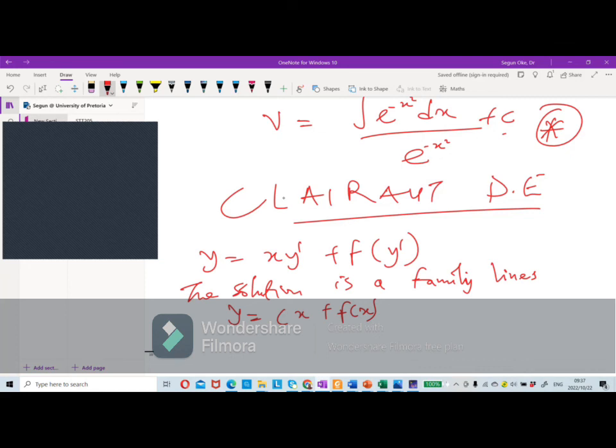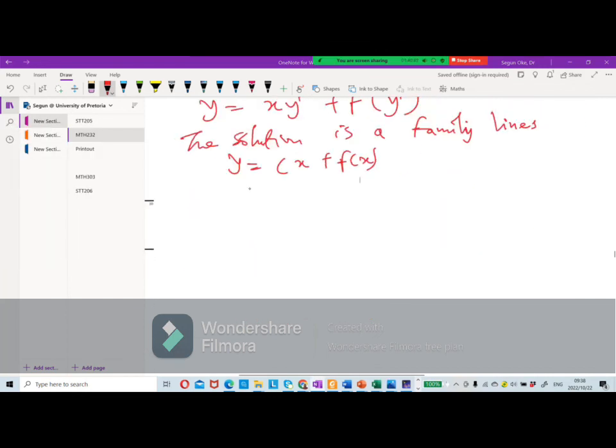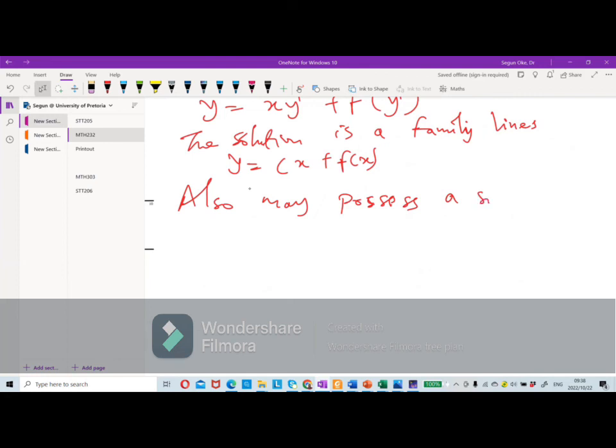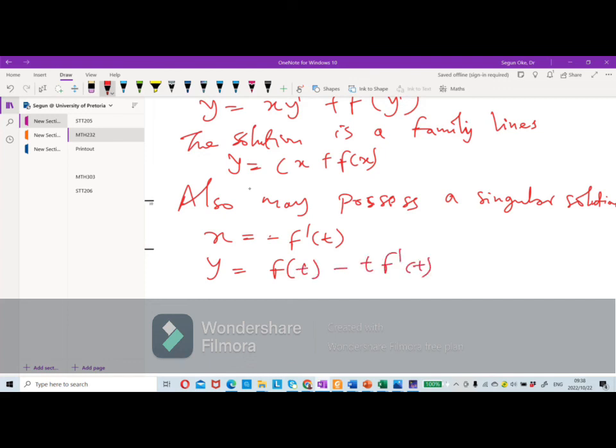It may also possess a singular solution, that is, x equals minus f prime of t, then y equals f of t minus t f prime of t, where f double prime of t is not equal to 0. Please take notes.